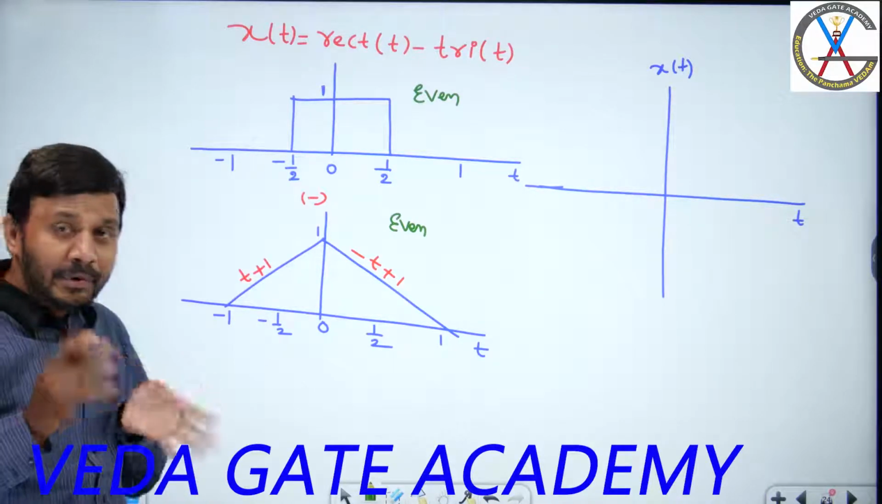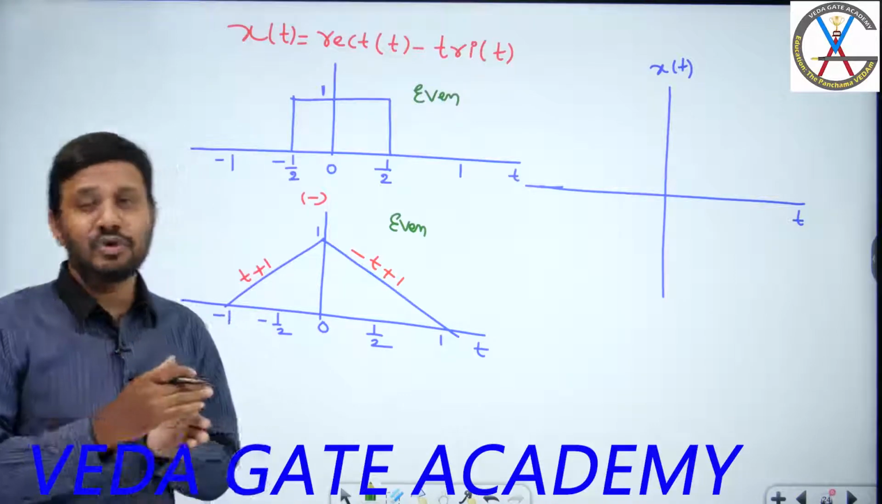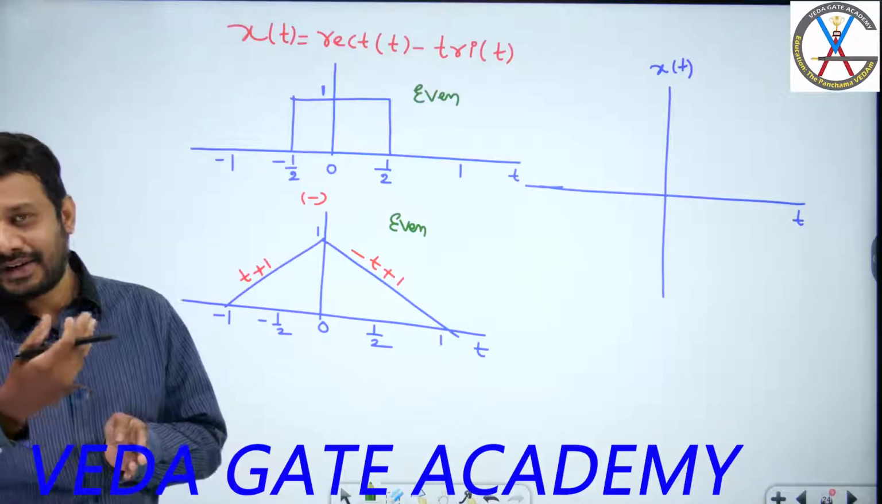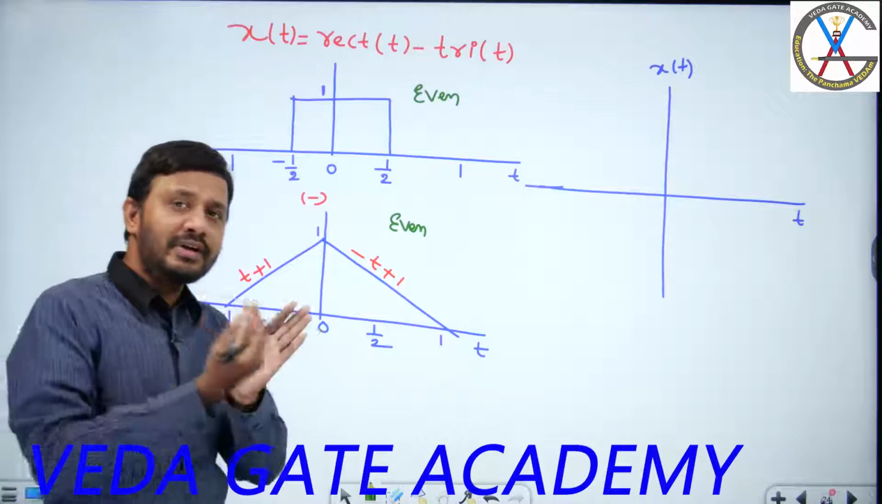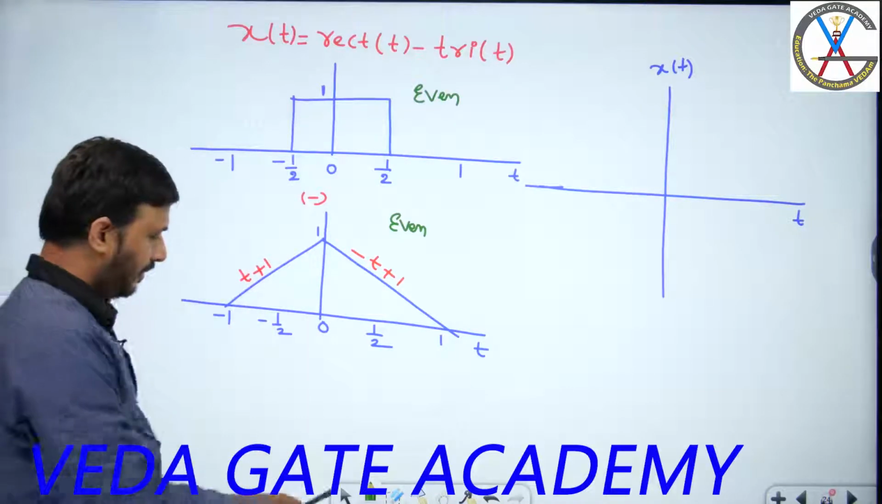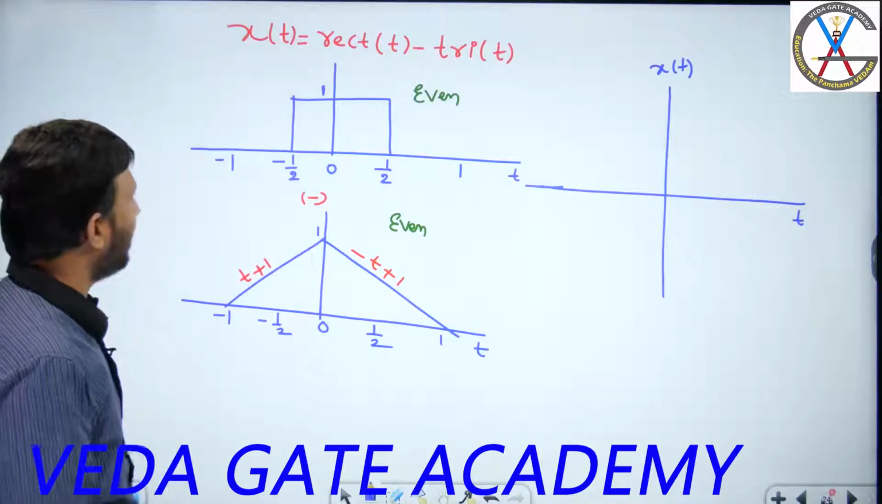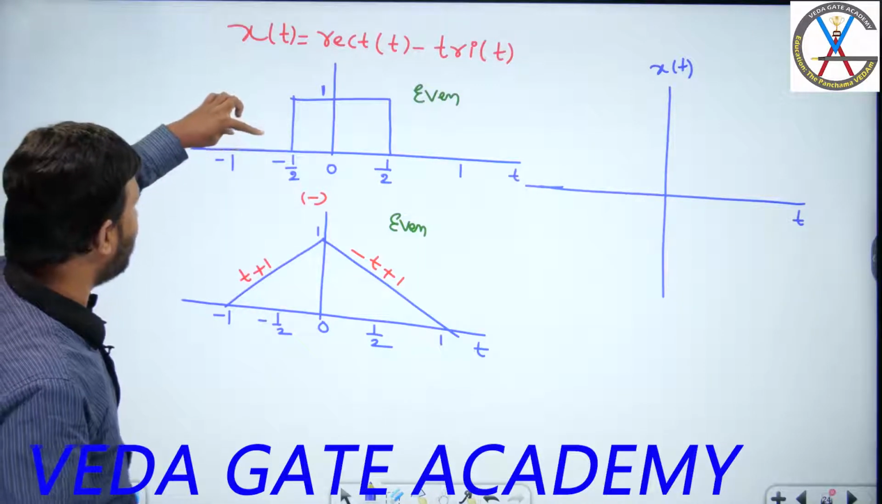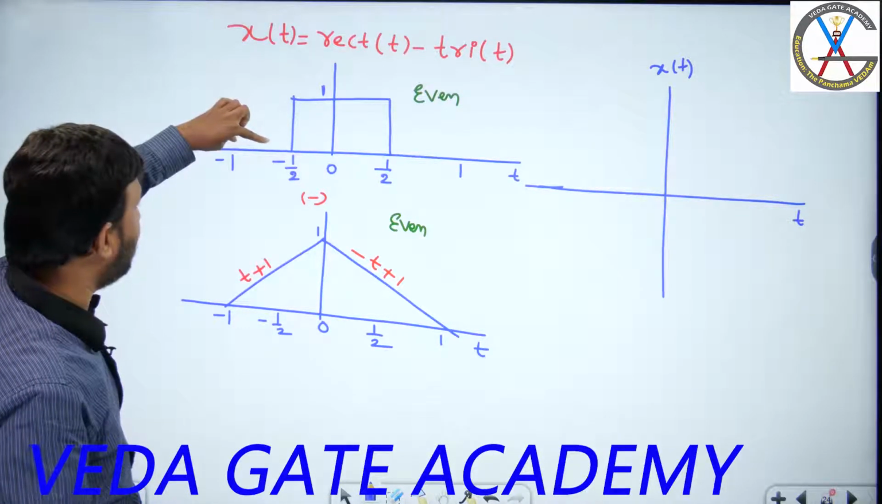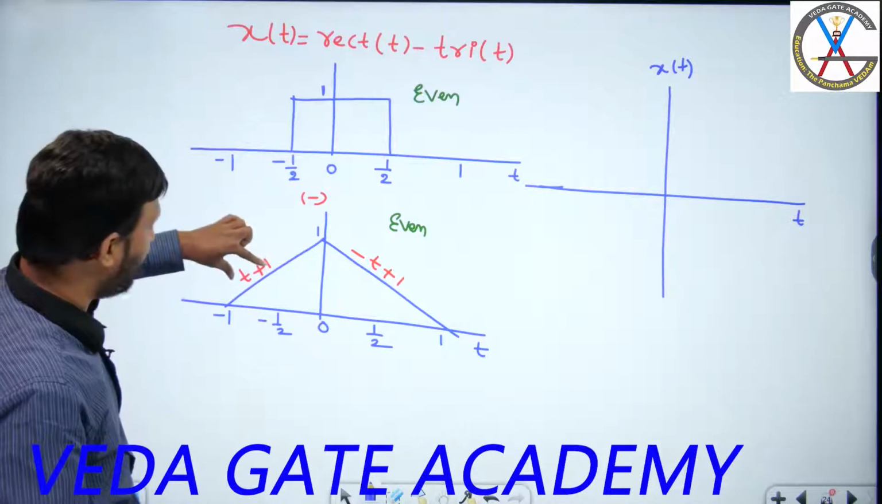And the beauty of this even signal is that if you know the portion of the signal for t less than 0, you can build the portion of the signal for t greater than 0. Now let's see how we are going to build. For t less than 0, what is the value of this signal? For t less than 0, this is 0. This is t plus 1.